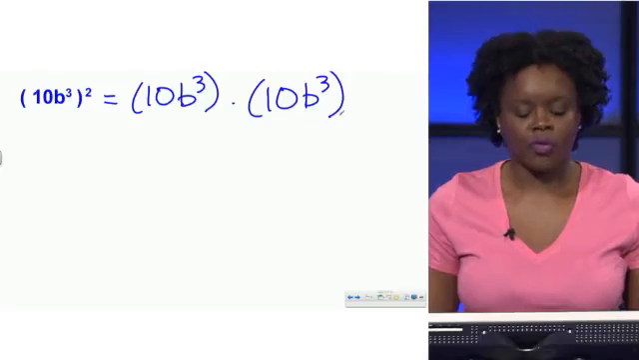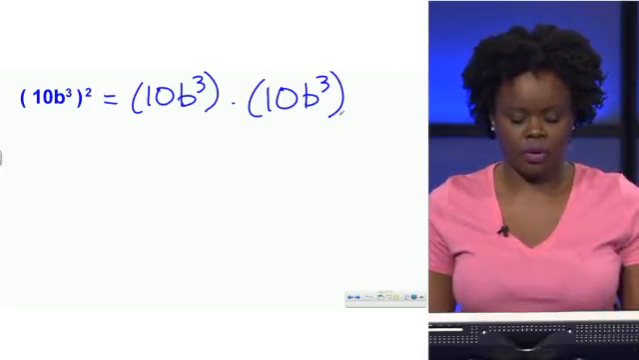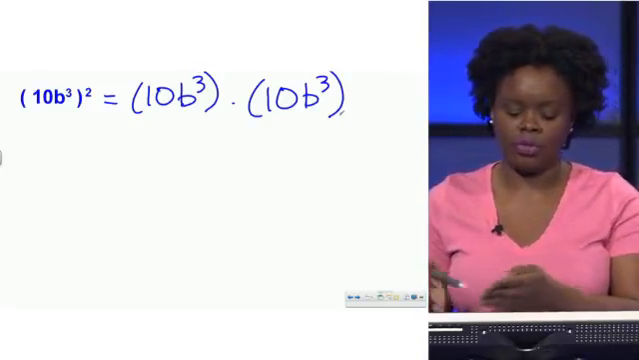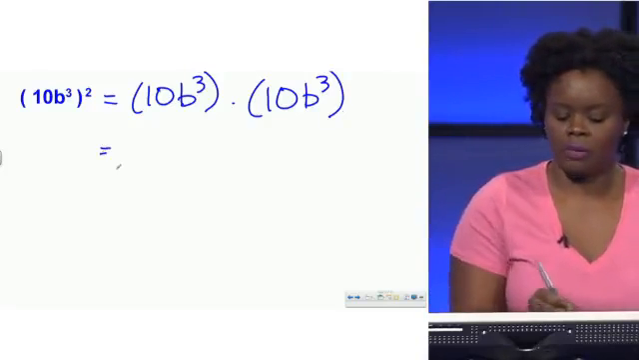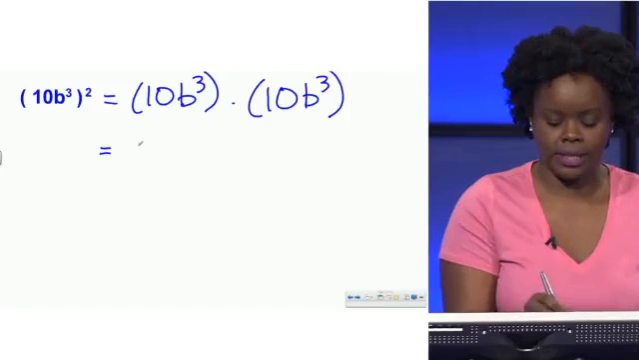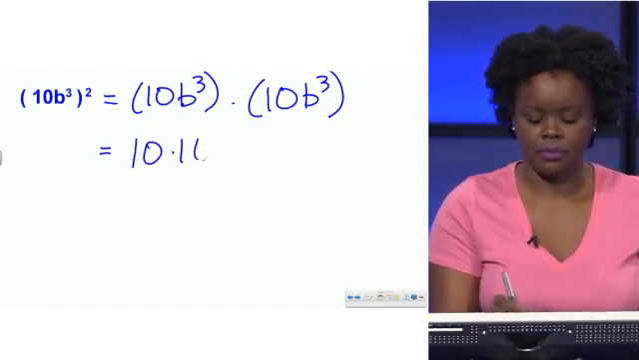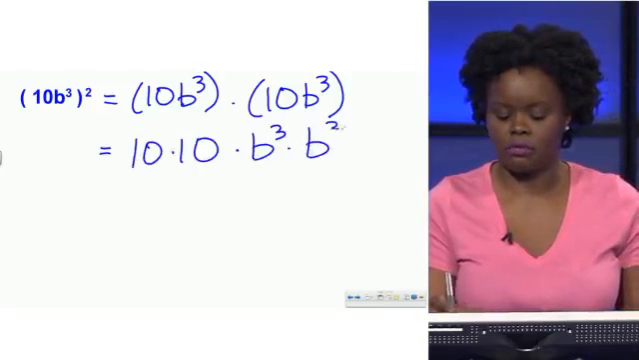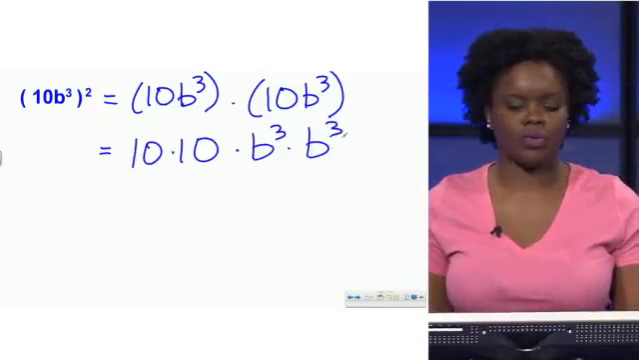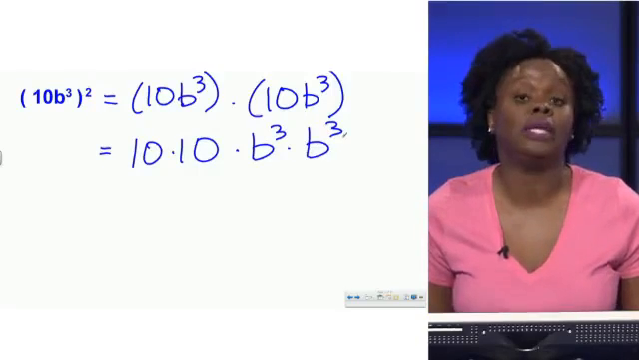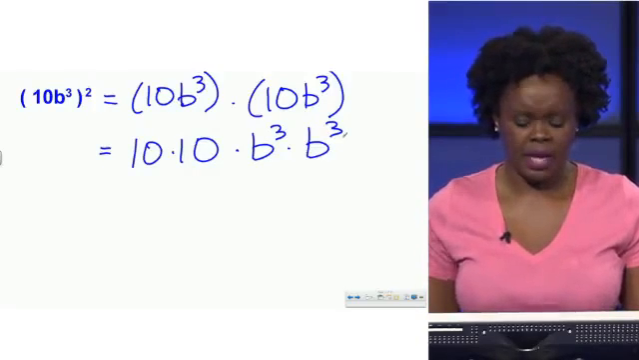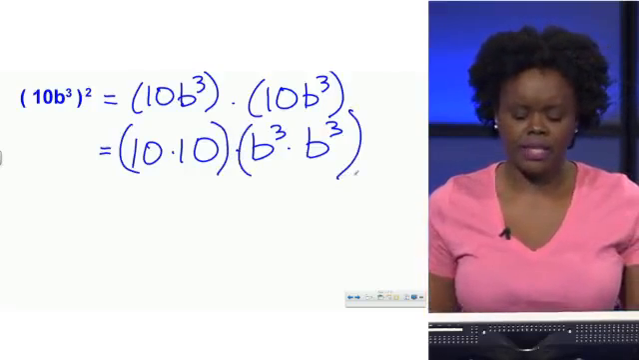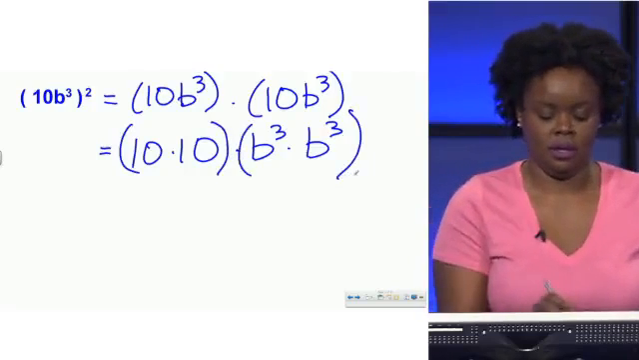I'm going to rearrange a few things, just like we did before. I'm going to bring my 10s out front, and then I'm going to put my b cubes to the back. So I'm going to rearrange this as 10 times 10 times b to the third times b to the third, right? Just rearrange the order of multiplication. Didn't really change the meaning of the problem, okay? Now I'm going to look at these in groups. I'm going to throw those parentheses back in there to help me simplify this.